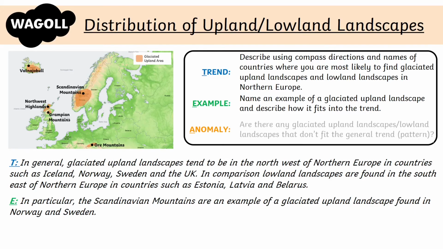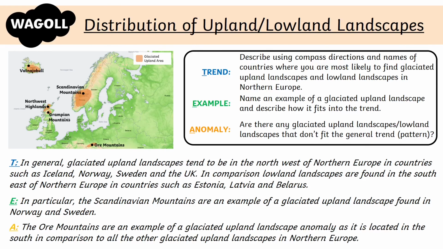So anomalies are data that don't fit the general trend. So in this case, any glaciated upland landscapes or lowland landscapes that don't fit the pattern. Not every map has an anomaly, but this one does. So the Ore Mountains are an example of glaciated upland landscape anomalies, as it is located in the south in comparison to all the other glaciated upland landscapes in Northern Europe.